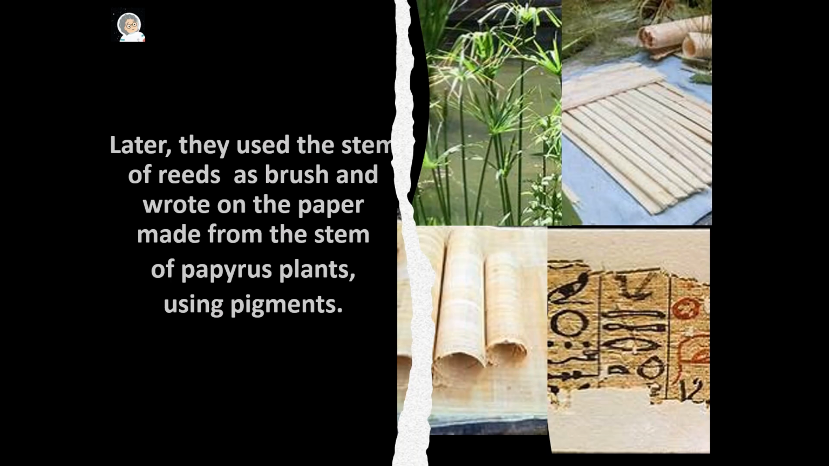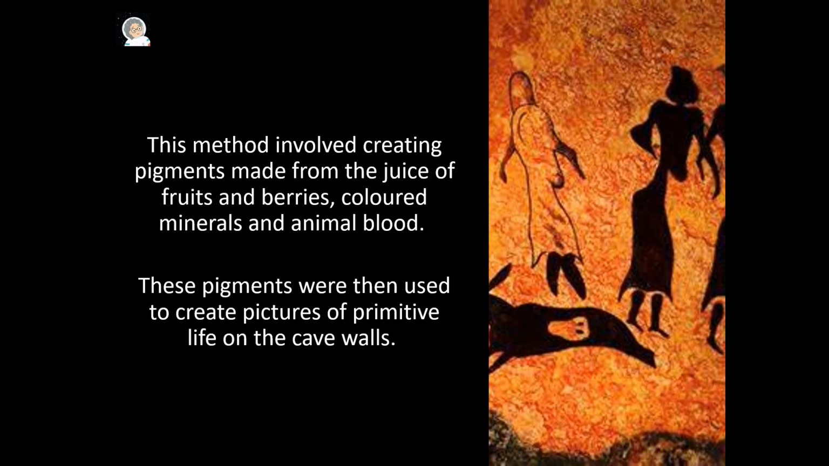Later, they used the stem of reeds as brush and wrote on the paper made from the stem of the papyrus plants using pigments. This method involved creating pigments made from the juice of fruits and berries, colored minerals, and animal blood. These pigments were then used to create pictures of primitive life on the cave walls.